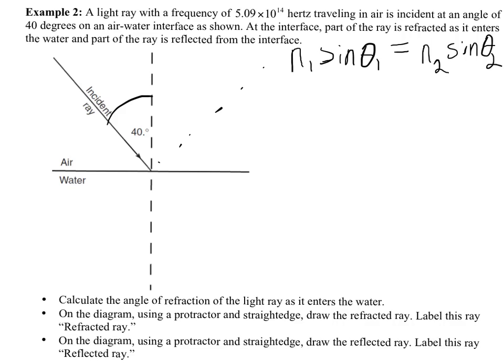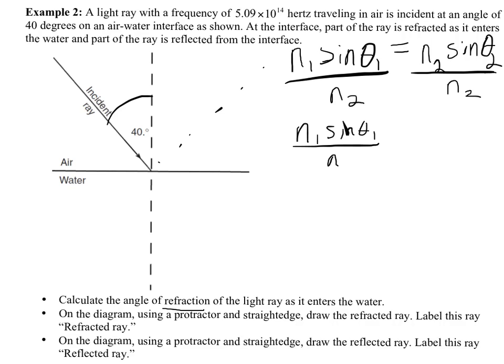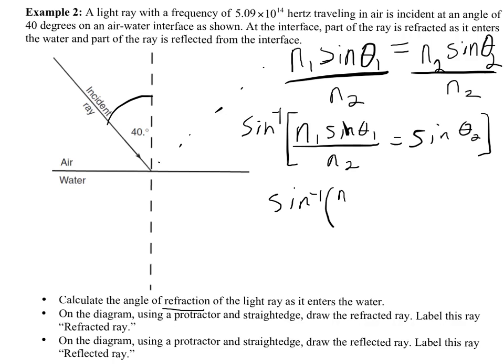Okay, so right now I'm looking at the angle of refraction, so that would be the angle in the second medium. So if I solve for that, first I'll divide by N2, and then I'll take the inverse sine. So step by step, divide by N2. Now I've got N1 sine theta 1 over N2 equals sine theta 2. And so I'll take the inverse sine of both sides to get theta by itself. And now I've got the inverse sine of N1 sine theta 1 over N2 equals theta 2.